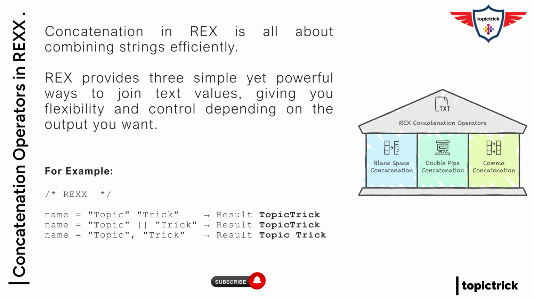So just to recap, use a space for default joining, double pipe for explicit merging, and comma when you want to keep that space in your final output. Concatenation in REXX is clean, flexible, and gives you just the right tools depending on how you want your strings to look.